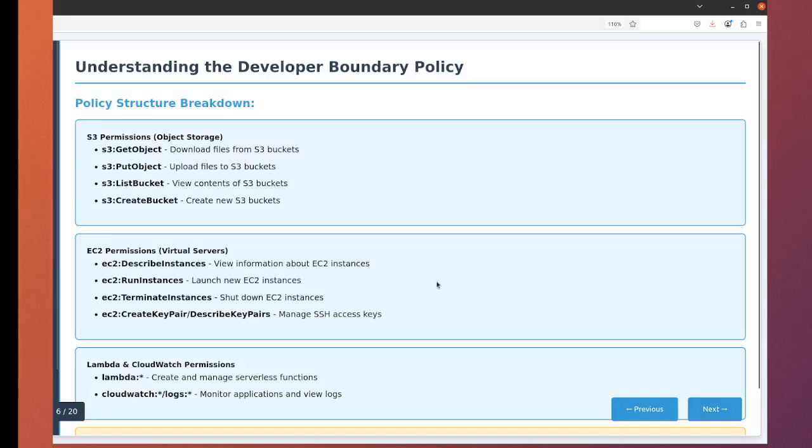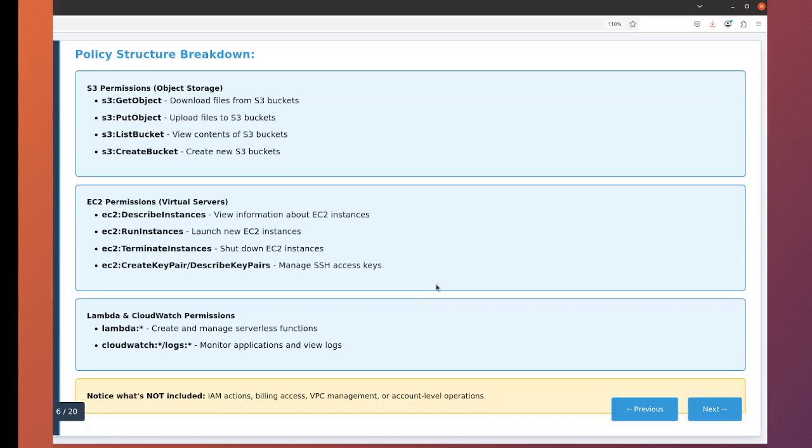Let's break down the developer boundary policy document line by line. Understanding its structure is crucial for creating effective boundaries. The Effect field, set to Allow, means we are granting permissions. Remember, boundaries define the ceiling, not the floor. The Action array in each statement lists the specific API calls that are permitted within this boundary.